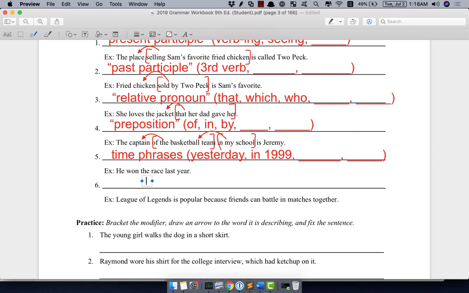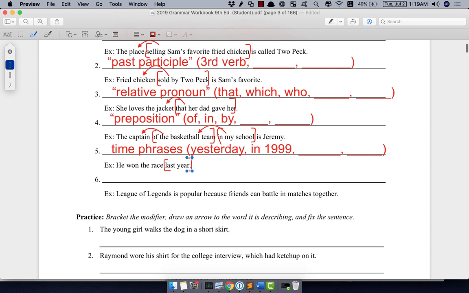And here, where do you see time phrases? You see it here, last year. So put a bracket around last year. Okay, and time phrases, they describe either the closest noun or the closest whole sentence. So in this sentence, last year could be describing the race, like the race last year. Or last year could also be describing the whole sentence, like when did he win the race? He won the race last year. So either way, you can do it like arrow to the race or arrow to the whole sentence that he won. Either way, it's fine.